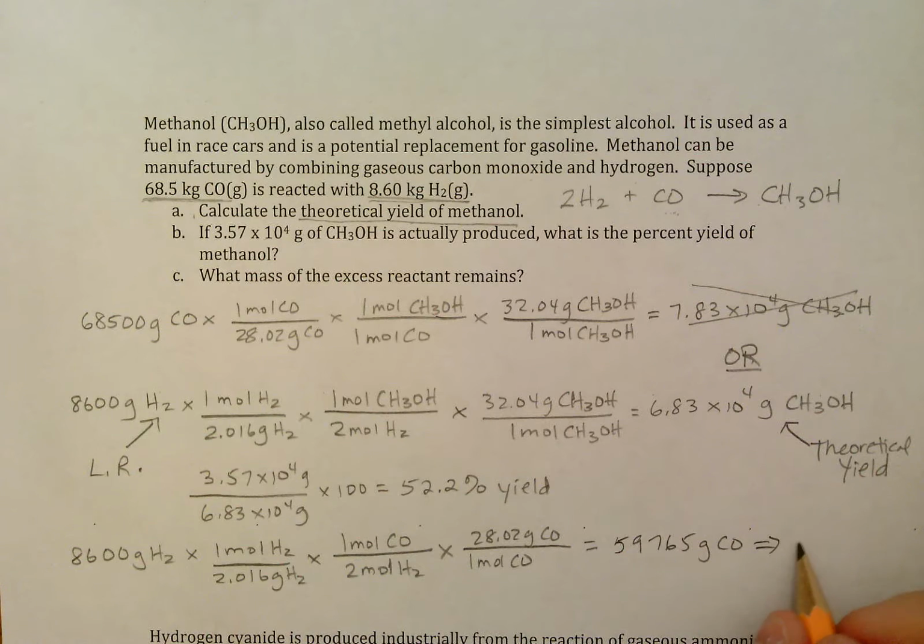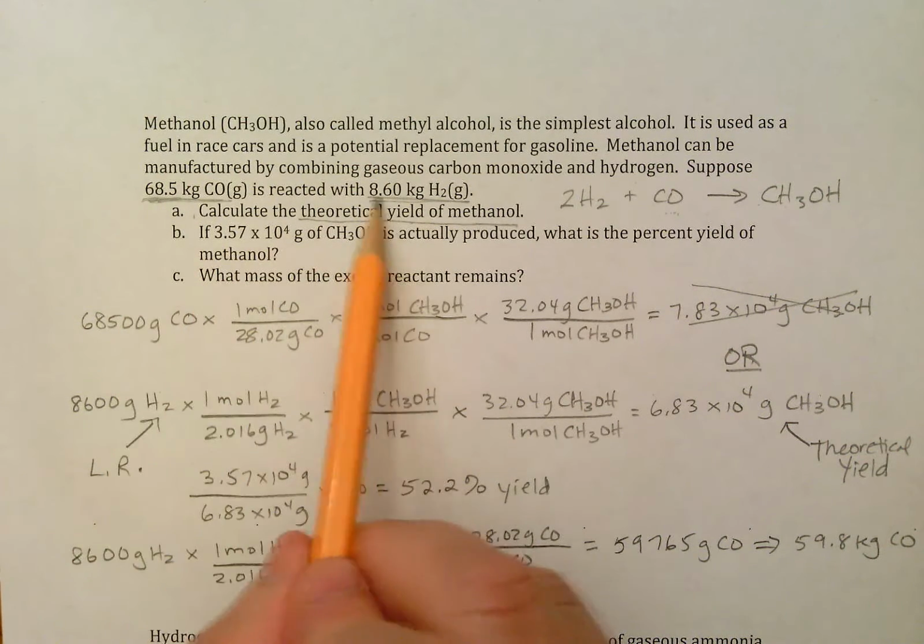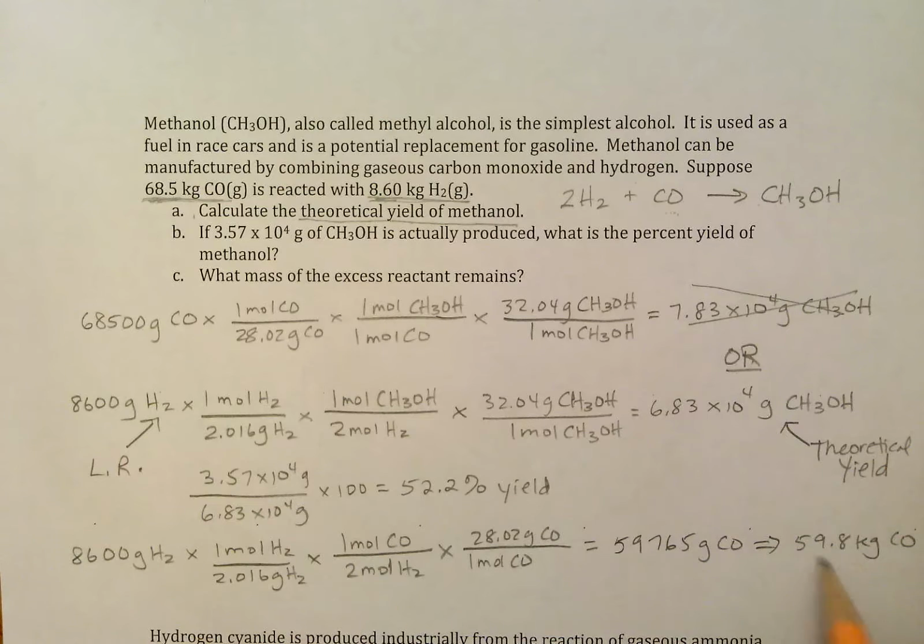We started with 3 sig figs here and 3 sig figs here, so I'm going to end up with 3 sig figs here, just like we ended up with 3 sig figs there. And the reason I converted it back to kilograms is because my starting amount is in kilograms, and it's just easier for me to subtract that. So I'm going to take my 68.5 kilograms of CO that we started with, and we're going to subtract 59.8 kilograms of carbon monoxide that we used. And we end up with 8.7 kilograms of carbon monoxide remain. Okay, so that is our answer to letter C there.